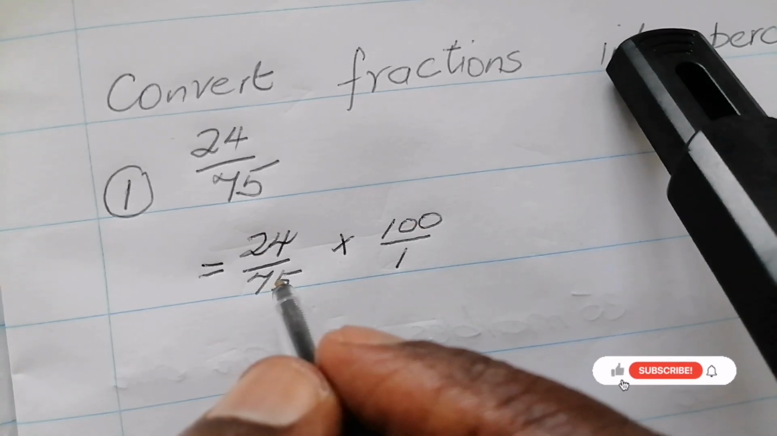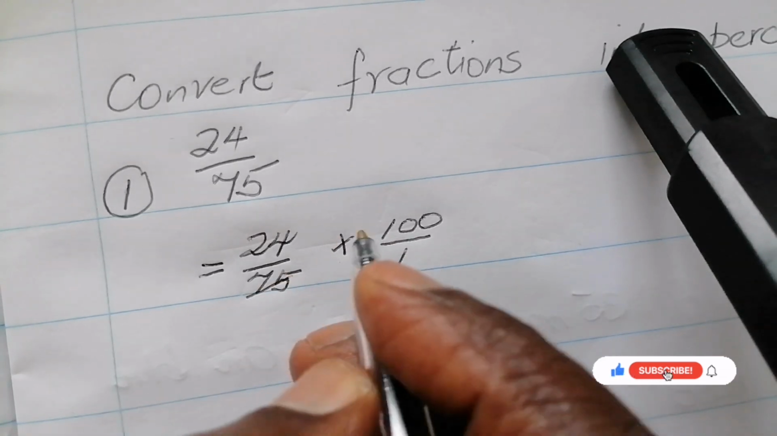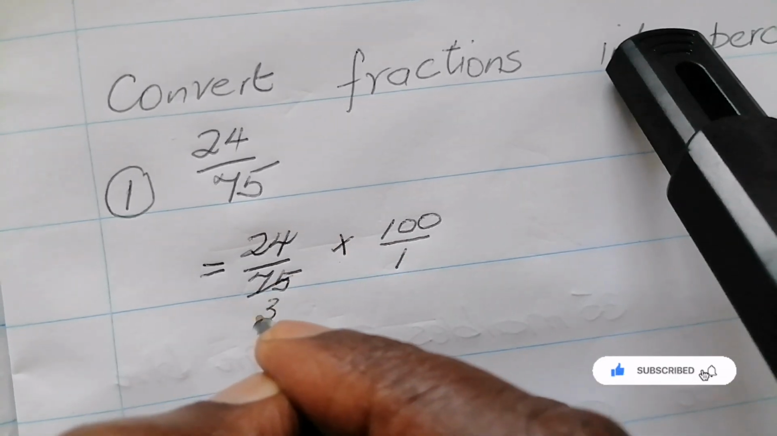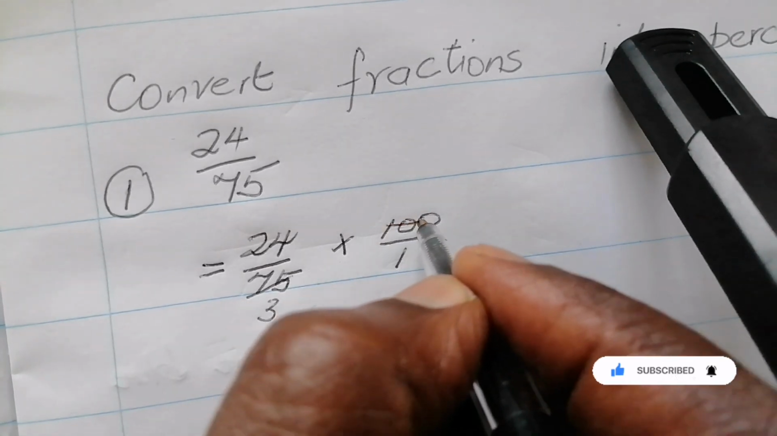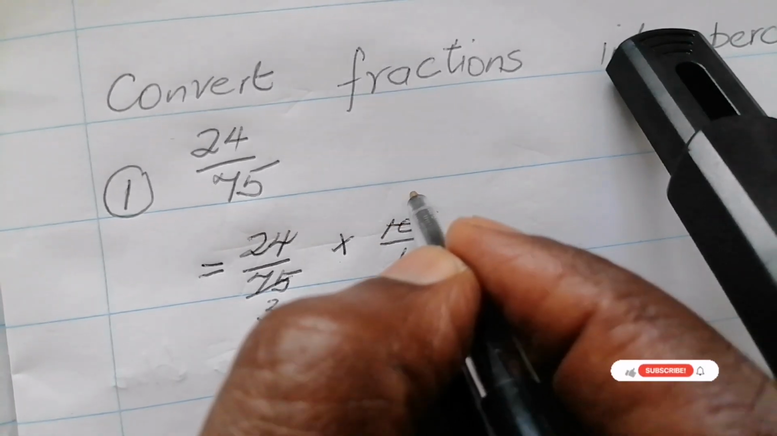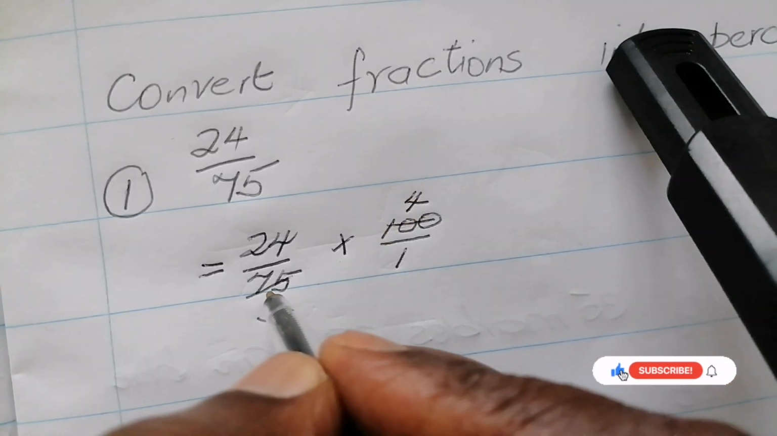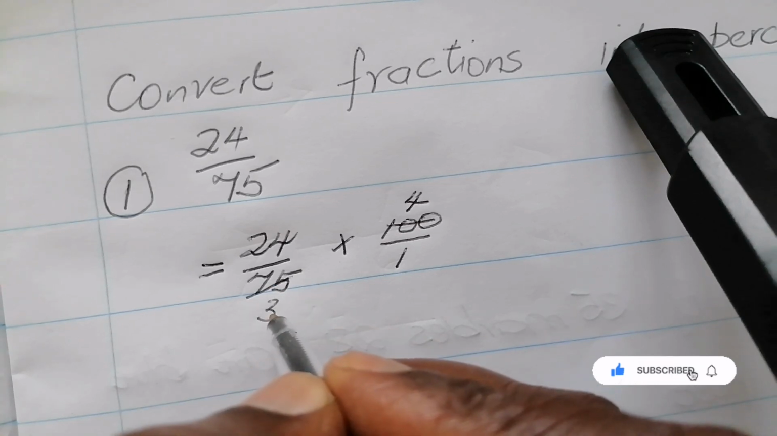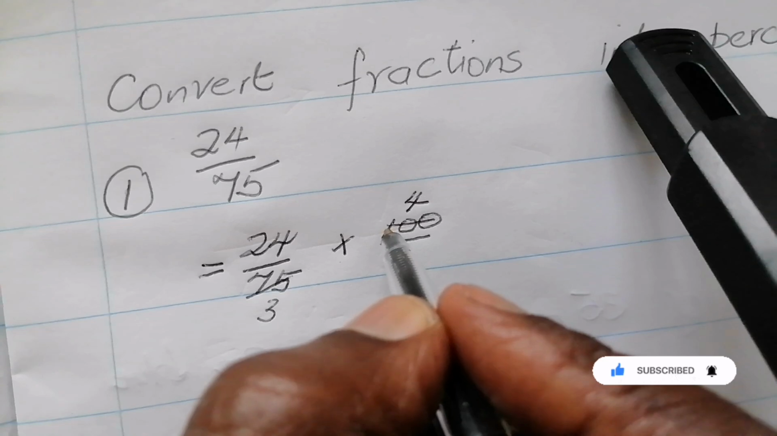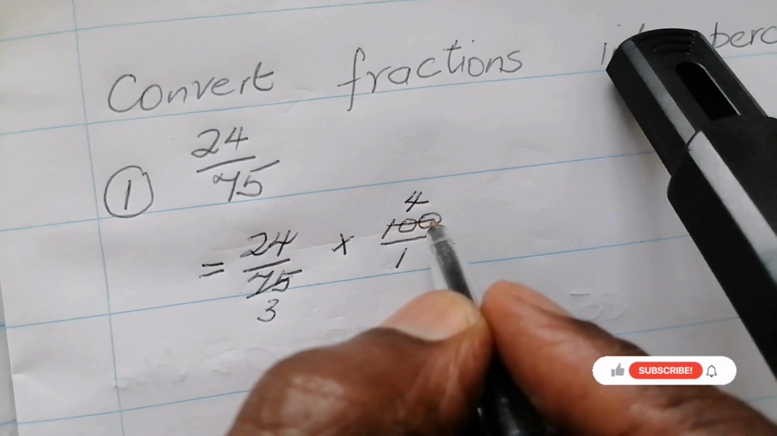So 25 goes into 75 3 times, and 25 goes into 100 4 times.